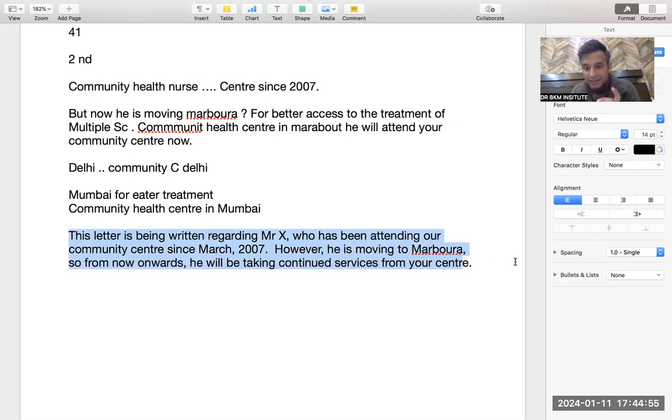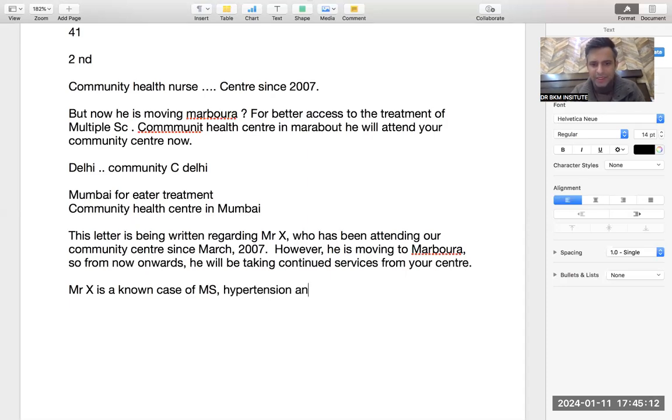So if anything is compelling you to make a grammatical mistake, better not write it. Then you can write it later. Now, Mr. X is a known case of multiple sclerosis, hypertension. You can write that in the second line, and hypercholesterolemia, whatever was given. So make it simple. If anything compels you to make a mistake or you are doubtful that you might commit a mistake in the first paragraph, better not to commit even a single mistake in the first paragraph.